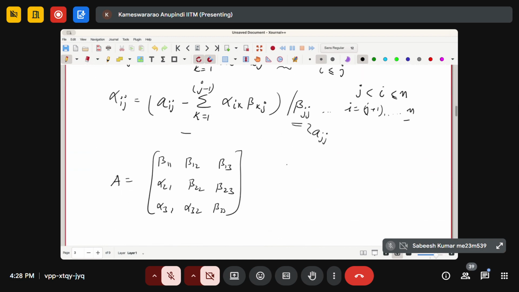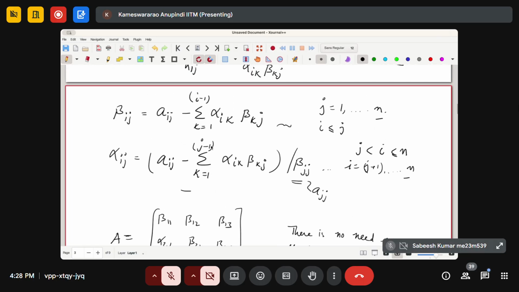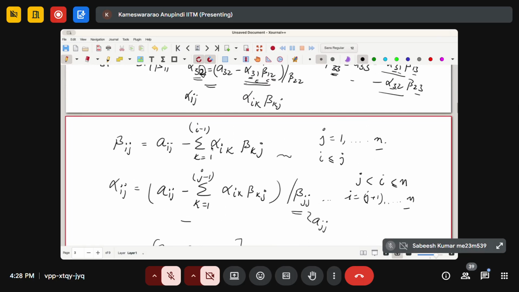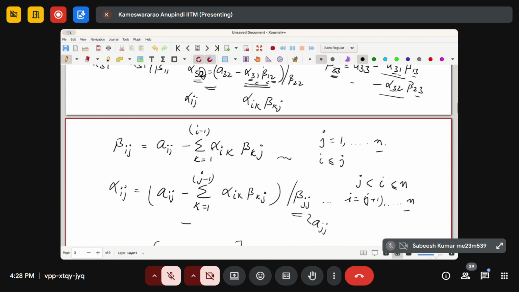So I can say there is no need for allocating new memory, right? The LU decomposition can be done within the memory of A itself, right? Once you have this thing, we have the LU decomposition. The only thing we need to be careful about is that I can't compute these betas and alphas in any manner.